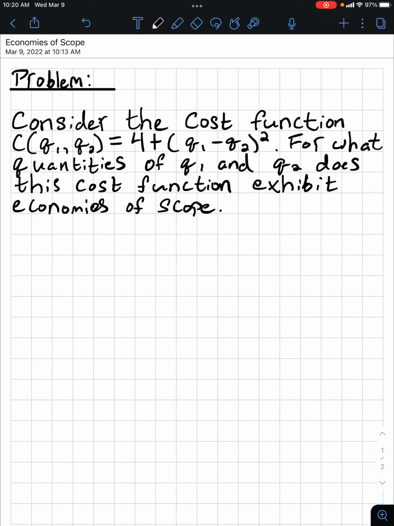An economy of scope means that the production of one good reduces the cost of producing another related good. The problem: consider the cost function C(Q1, Q2) equal to 4 plus (Q1 minus Q2) squared. For what quantities of Q1 and Q2 does this cost function exhibit economies of scope? Now pause this video, take a few minutes, and solve this problem.